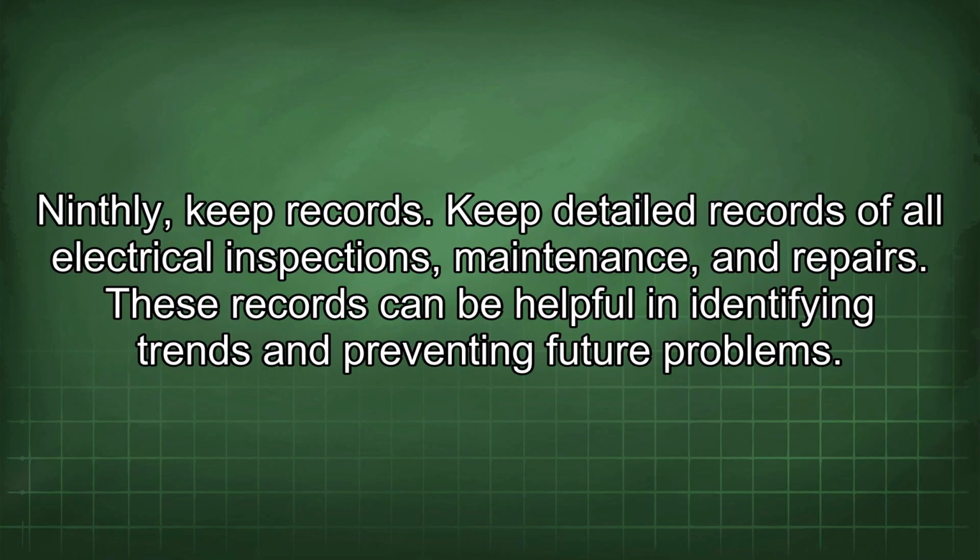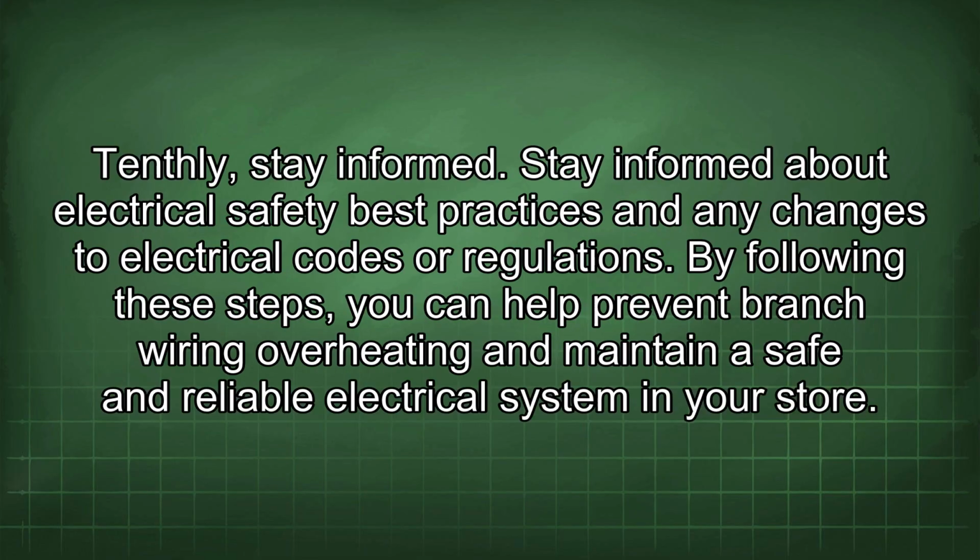Ninthly, keep records. Keep detailed records of all electrical inspections, maintenance, and repairs. These records can be helpful in identifying trends and preventing future problems. Tenthly, stay informed. Stay informed about electrical safety best practices and any changes to electrical codes or regulations. By following these steps, you can help prevent branch wiring overheating and maintain a safe and reliable electrical system in your store.